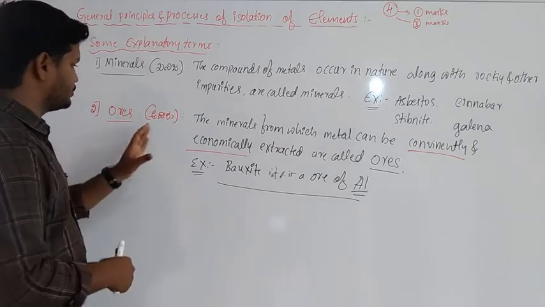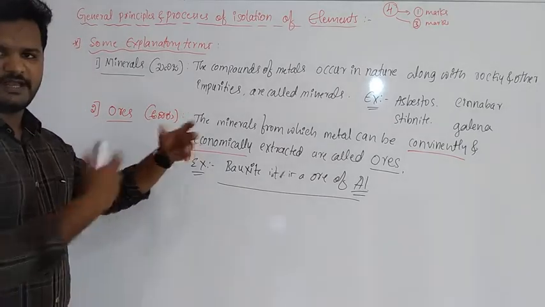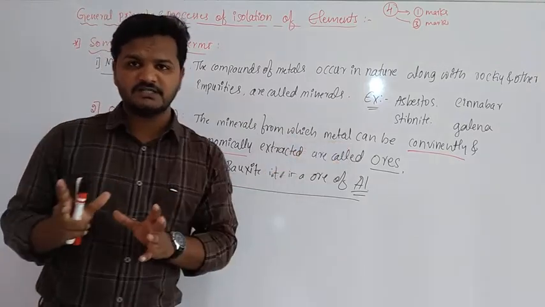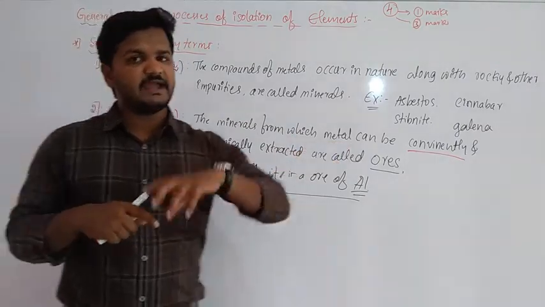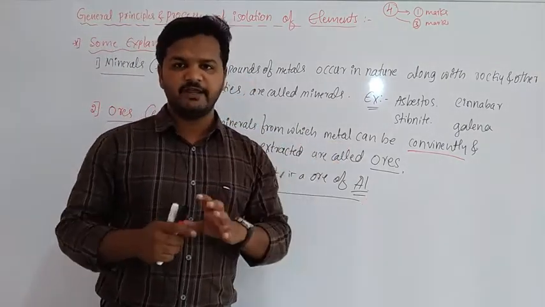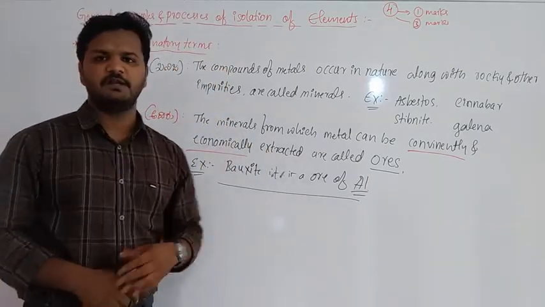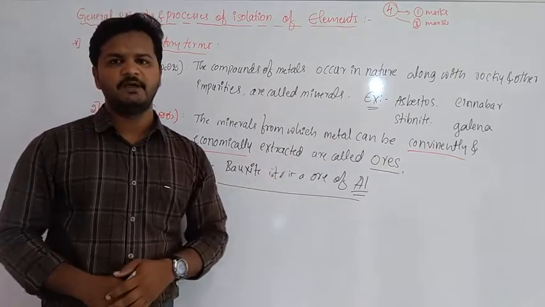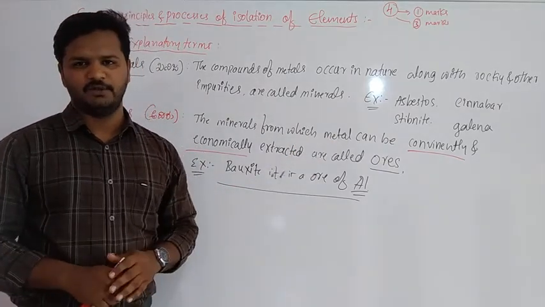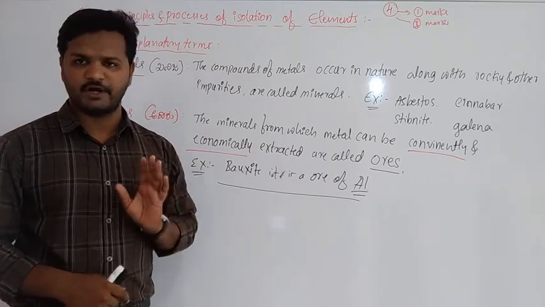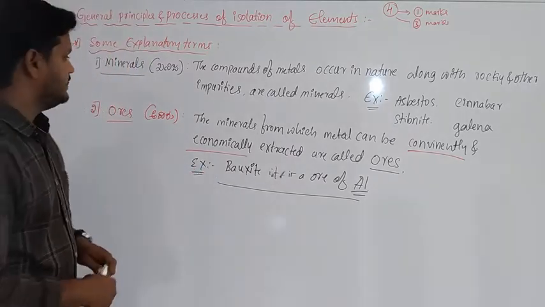So this is about ores, students. Definition, again I am going to tell you, the minerals from which metal can be extracted conveniently and economically are called ores. Example, bauxite, it is a ore of aluminium, but corundum, it is not a ore of aluminium due to it is difficult to extract aluminium from a corundum. That's it.